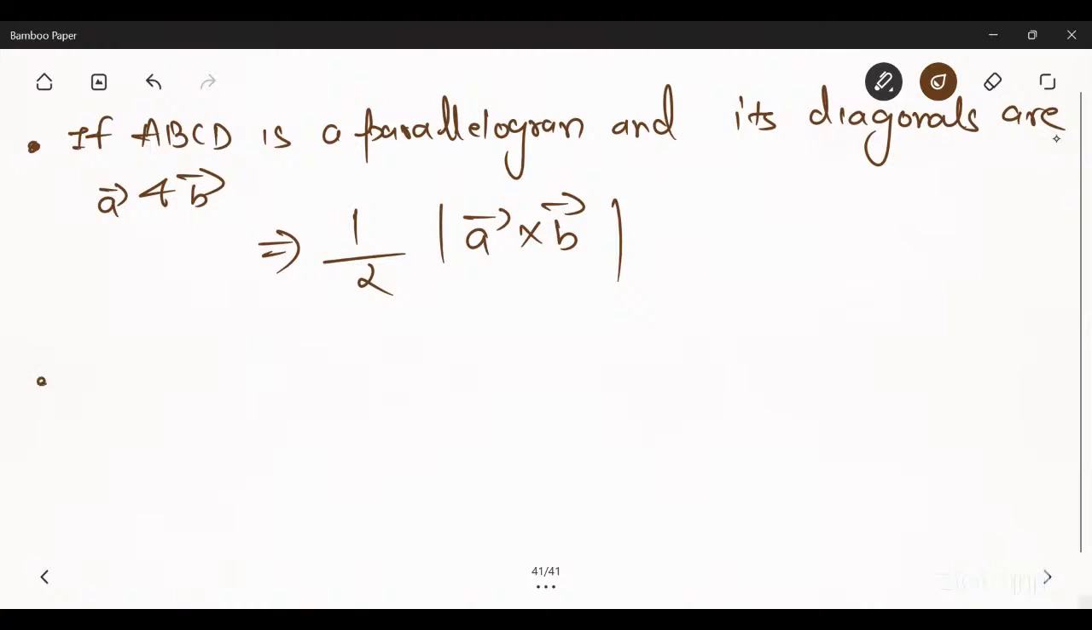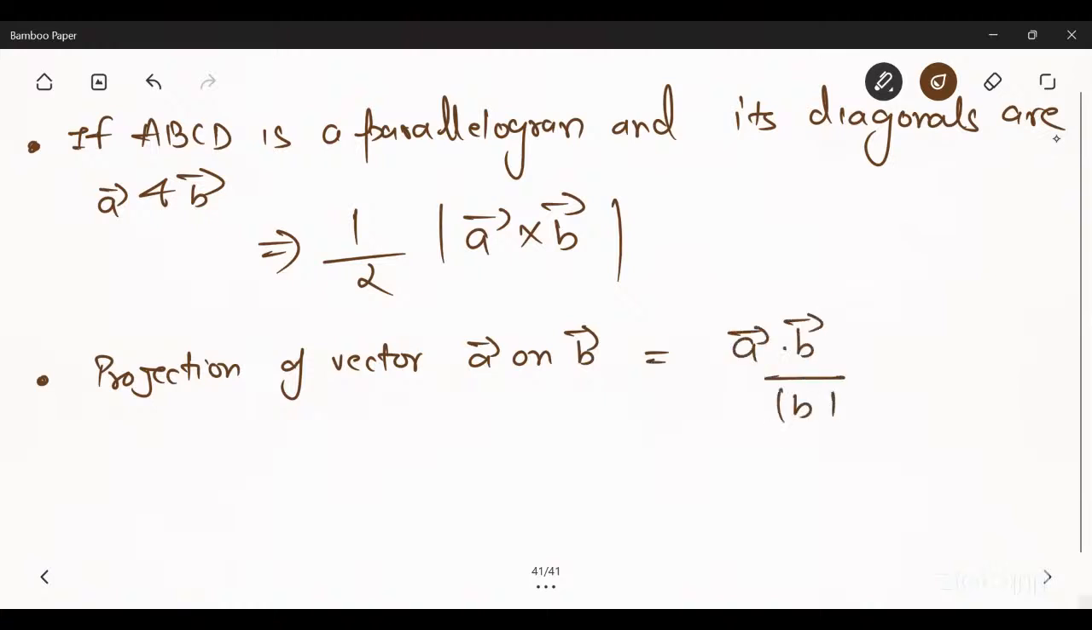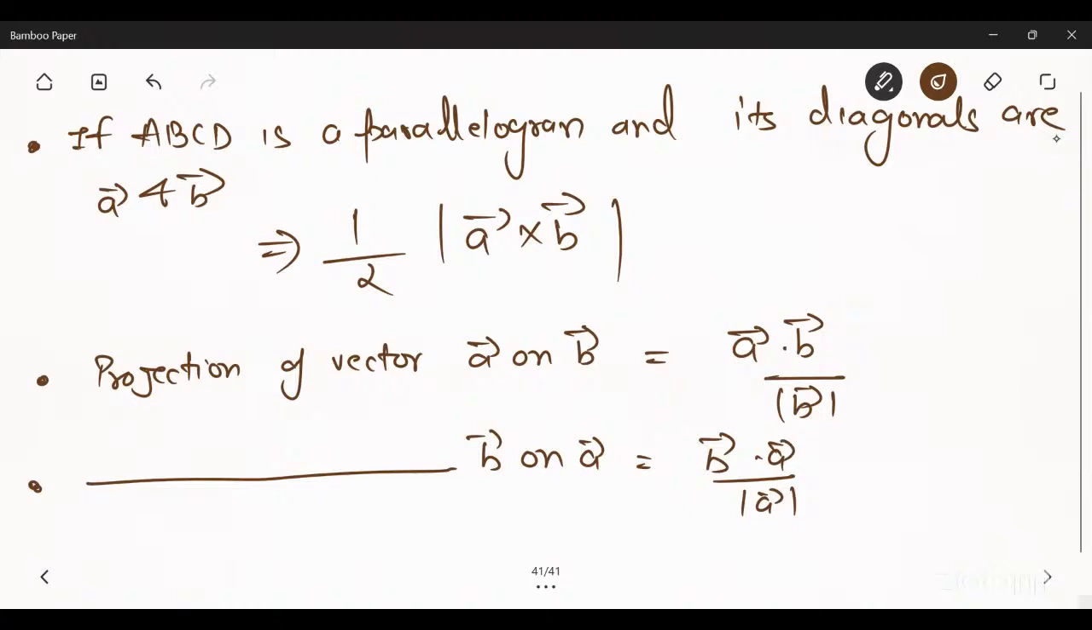Now next, projection of vector A on B. If vector A is projected on B, then the value will be A dot B upon mod B. Similarly, the projection of vector B on A, that means B is projected on A, the vector on which we have projected will come in the denominator with modulus. So B vector dot A vector upon mod A vector.